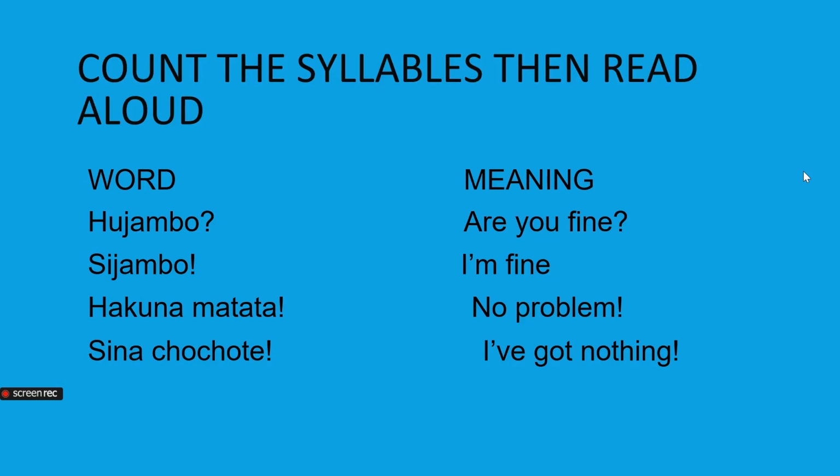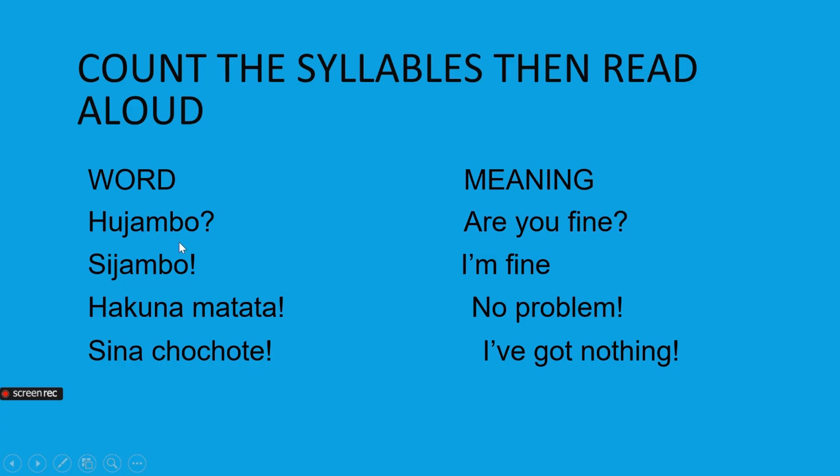Now, here's a small exercise. Count the syllables, then read aloud. We have the word hujambo. Reading Kiswahili is easy because we read the words as they're written. Hujambo. So, how many syllables do we have here? We have moja, mbili, tatu, nne.